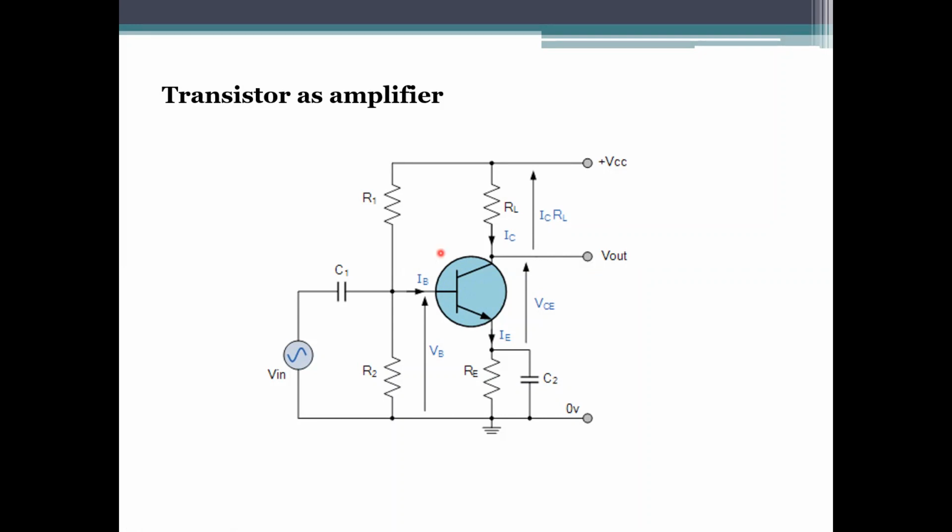In this circuit, your R1 and R2 are used to operate the transistor at operating point Q. It provides the voltage divider bias, and there are two capacitors, C1 and C2, right? These two capacitors are called coupling capacitors. They couple the AC signal, and your resistor RL is used as a collector load resistor.